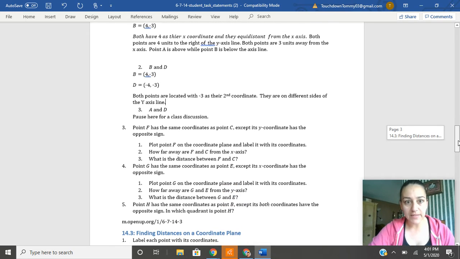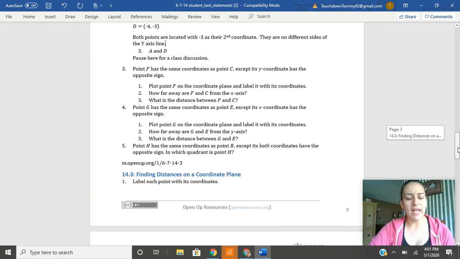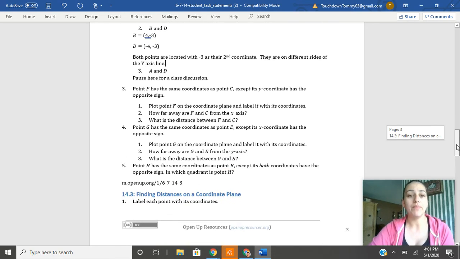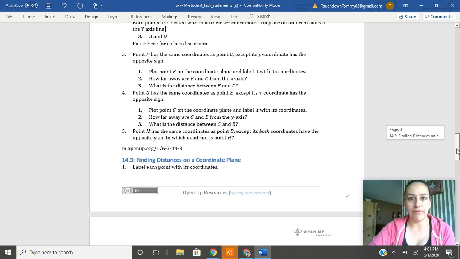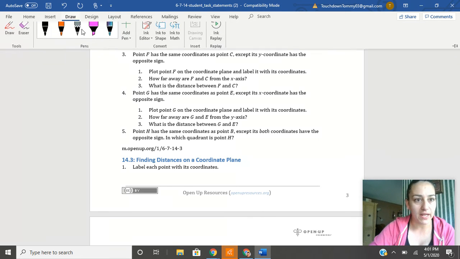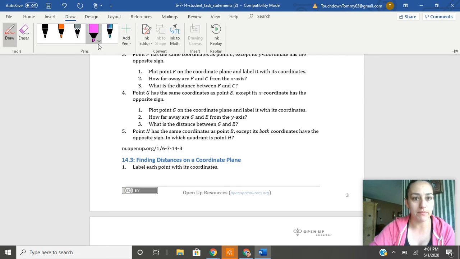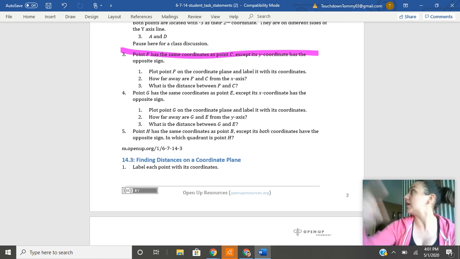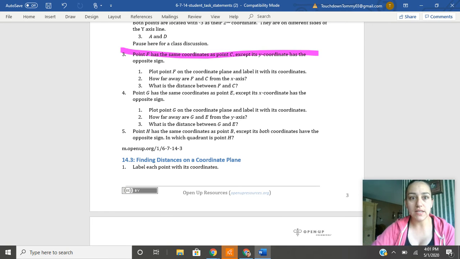All right. I'm going to go ahead and come down here to question number 3, where it talks about point F that has the same coordinates as point C. I'm going to look right here. Let me grab my highlighter tool so that you can make sure you know what I'm pointing to. So I'm looking at question number 3 here, and point F has the same coordinates as point C, except its y coordinate has the opposite sign.